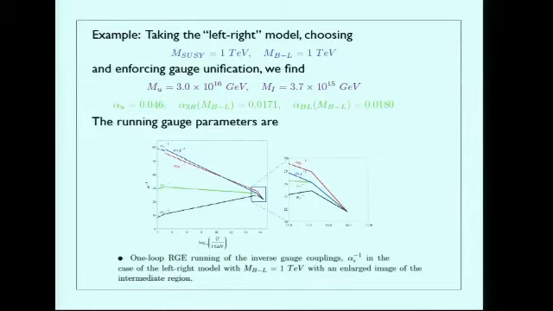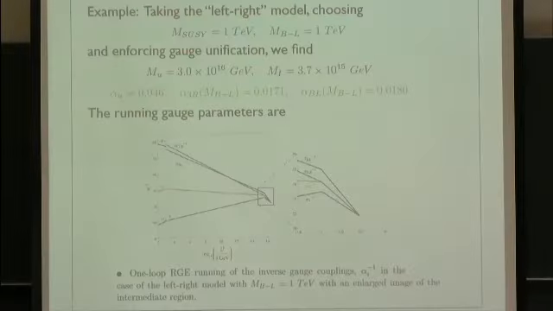So for example, of how this thing goes, this is just one possible example. If we set M SUSY to be a TeV and take B minus L to be a TeV, normally they're split, but I'll just give a simple example. Then we find that we can enforce exact unification at 3 times 10 to the 16th GeV. That just comes out of it by splitting this M intermediate.